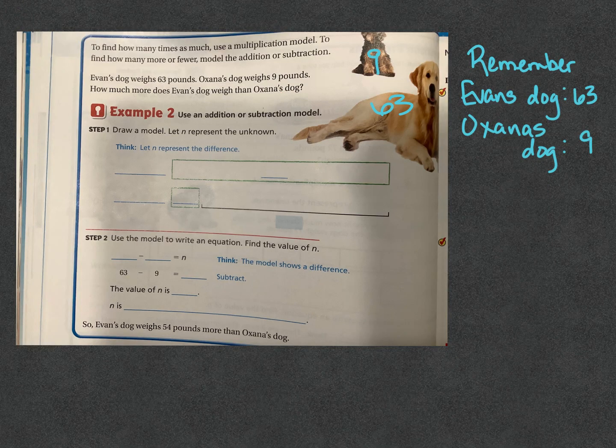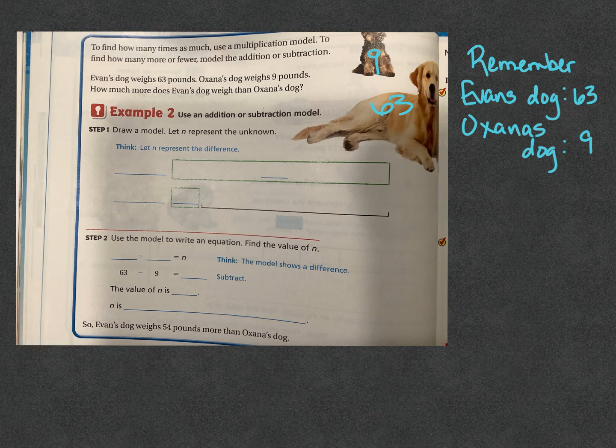This next question is a continuation of the previous one. We still have Oksana's dog and we still have Evan's dog. Only now we remember that the information we gained from our last puzzle was that Oksana's dog weighed 9 pounds and Evan's dog was a whopping 63 pounds heavy dog. To find out how many times as much, we used a multiplication model. But to find out how many more or fewer, like we did in lesson 1.8, the difference between them was addition or subtraction, and difference was technically subtraction, right?